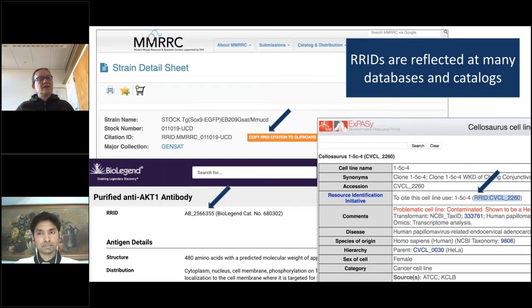Where else can you get these RRIDs? Oh, I didn't put the Addgene thing. In a lot of the places where you might acquire your reagents or your mice or whatever, you would actually see a way that these things are being cited using the RRID. So here's an antibody company. They have an RRID. Here's the Cellosaurus database, and this is how you cite this particular cell line. The MMRRC is one of the mouse repositories, and there you can actually copy the RRID citation to clipboard by just clicking on that one button. It's very cool.